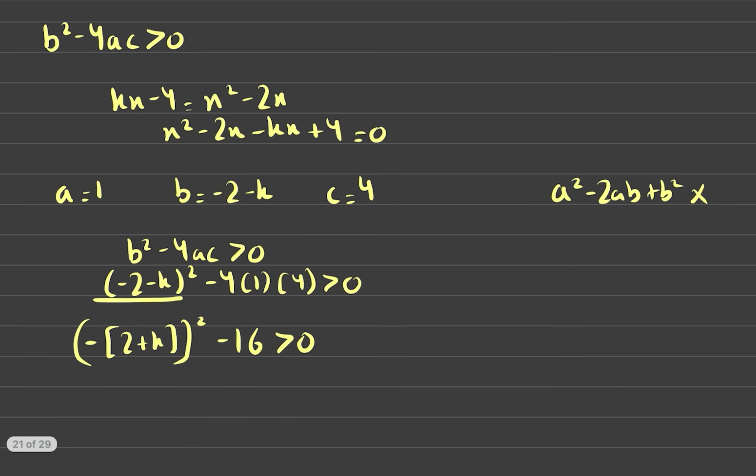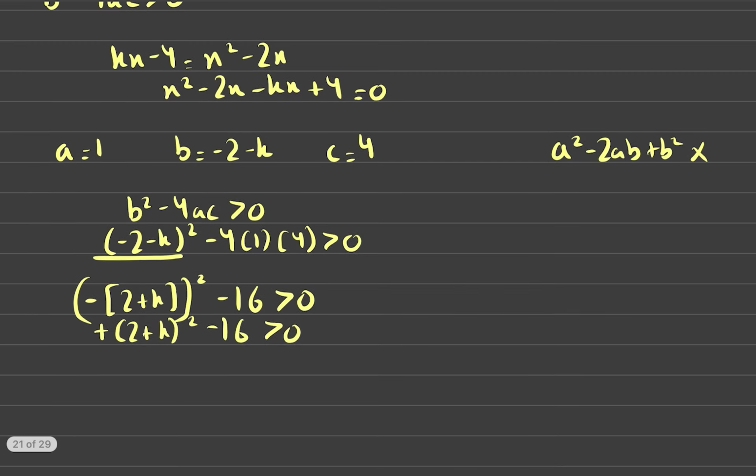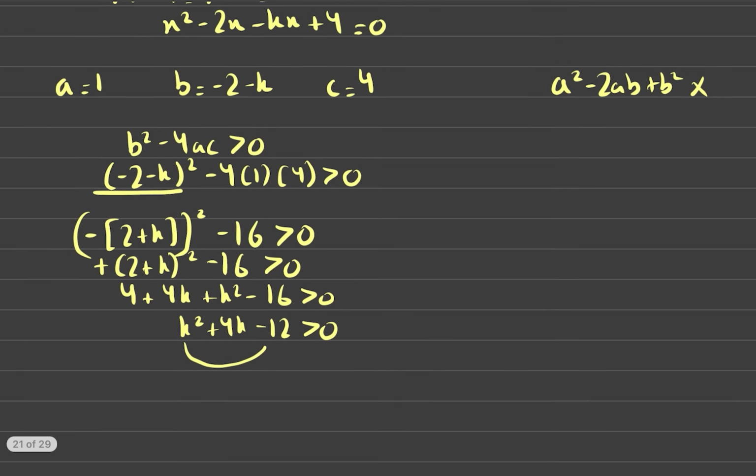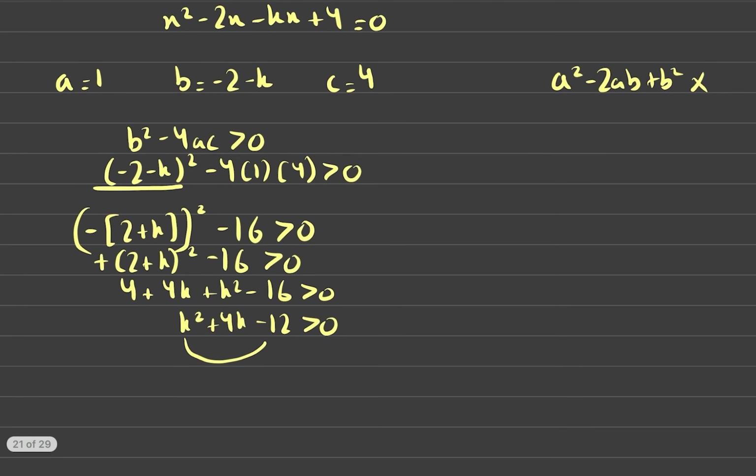Minus squared becomes what? Plus. And this will become 2 plus k whole square minus 16 greater than 0. Let's expand. 4 plus 4k plus k square minus 16 greater than 0. k square plus 4k minus 12. Now, what are the factors of 12? Sir, 6 and 2, because the sign here is minus.